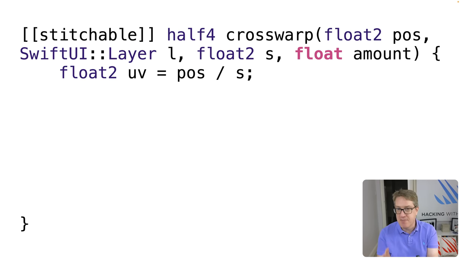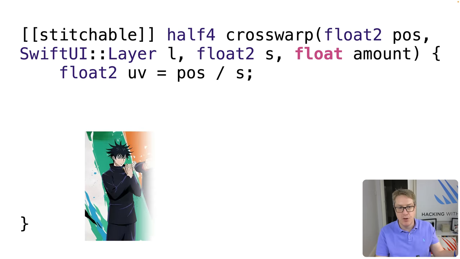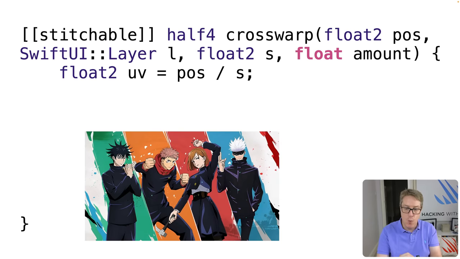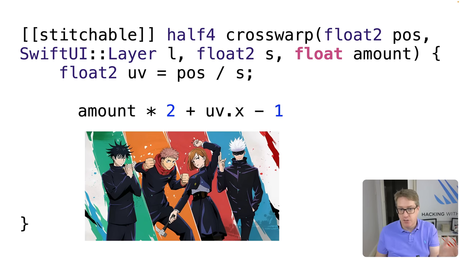Now, we're going to use a very simple little formula here to calculate how much to transform our input by, how much stretch to apply. Now, imagine our picture being transitioned like this from left to right. When we have that, the little formula we're going to use is the amount value times 2 plus UVX minus 1. I'm going to give you some examples here, so you can reason this through slightly more.